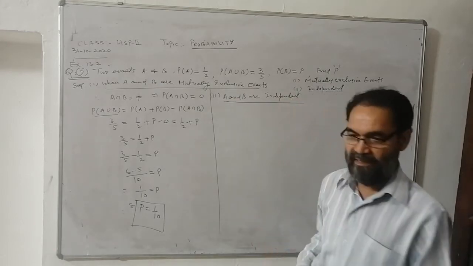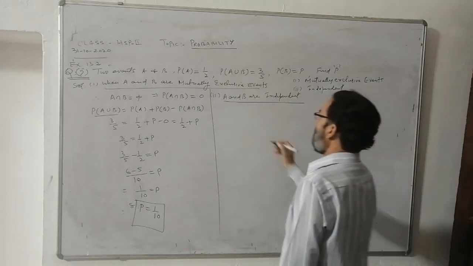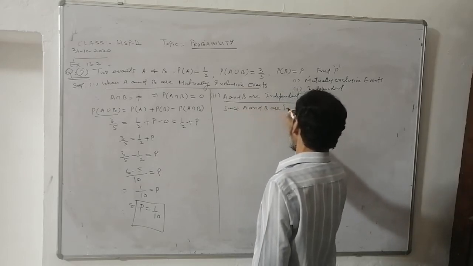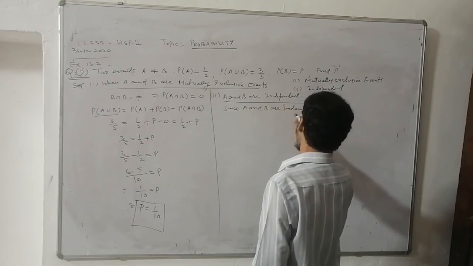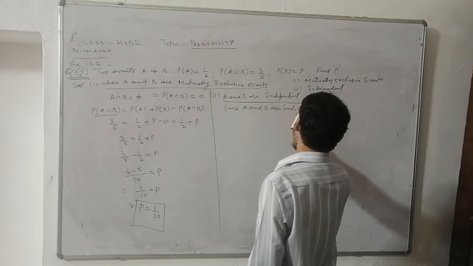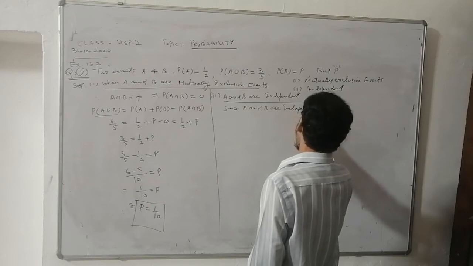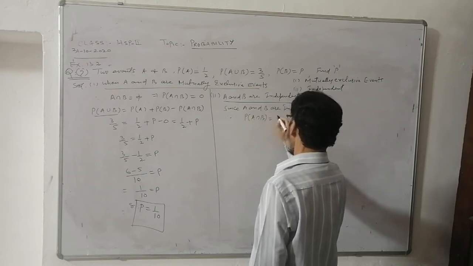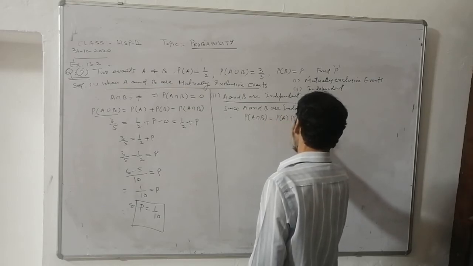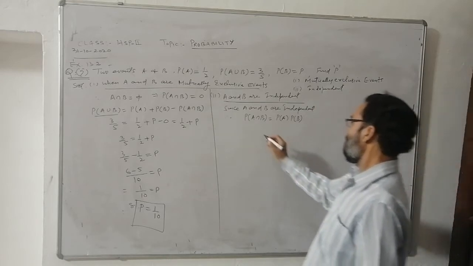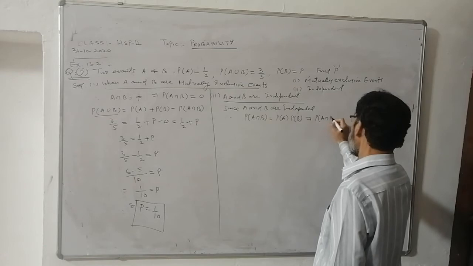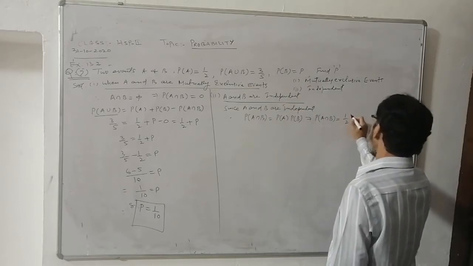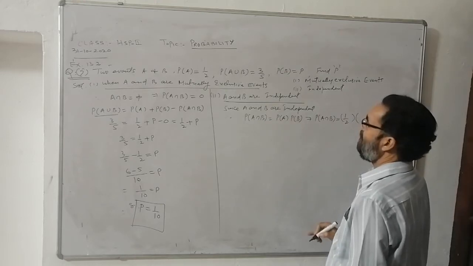Now if A and B are independent, then we have to find the value of P. Since A and B are independent, therefore probability of A intersection B, as per the definition of independent events, will be equal to probability of A into probability of B. That means probability of A intersection B will equal probability of A, whose value is given to be 1 upon 2, and probability of B is given as P.